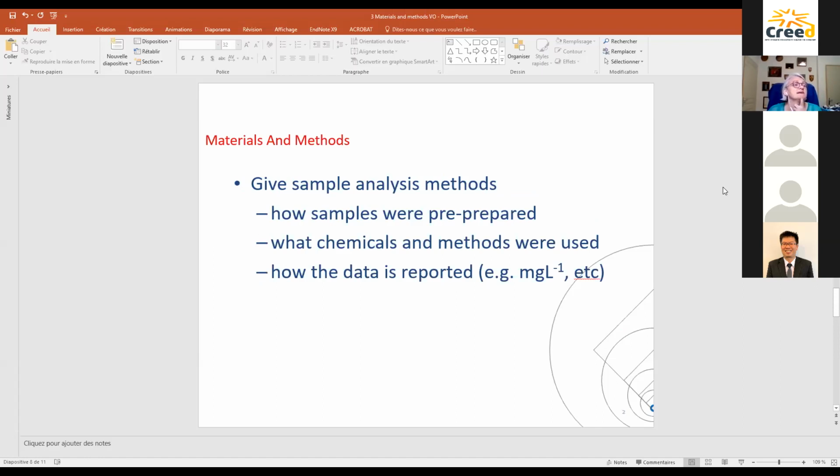You will say how your samples were prepared if you have analysis, the chemicals and the methods that were used, your units. I don't think any of you do chemical analysis of your data, but maybe some of you who are working on water quality and wastewater, it's something that's going to come up.